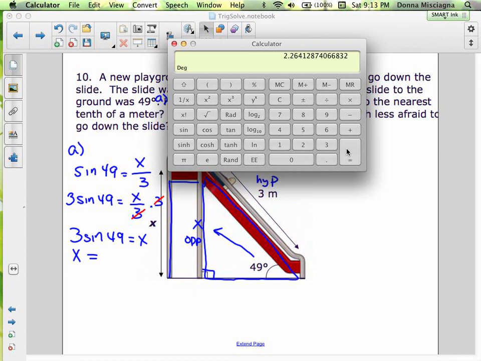So the height should be less than 3, right, because 3 is the hypotenuse, and it said to round it. We'll write down 4 decimal places and then we'll round. So we have 2.2641.